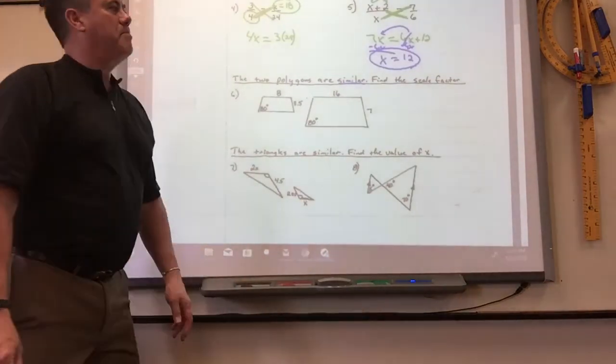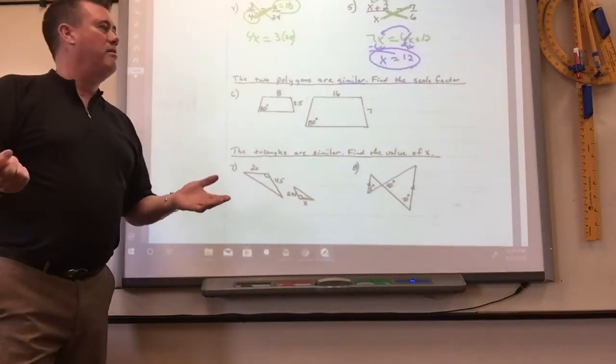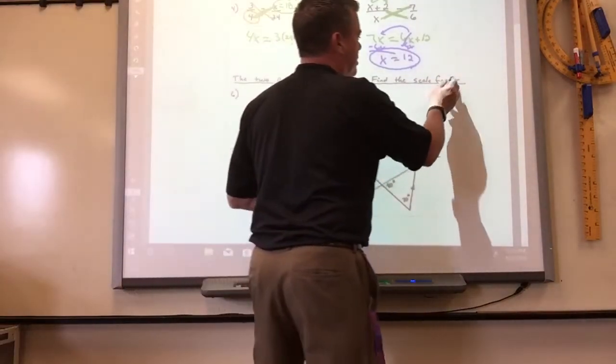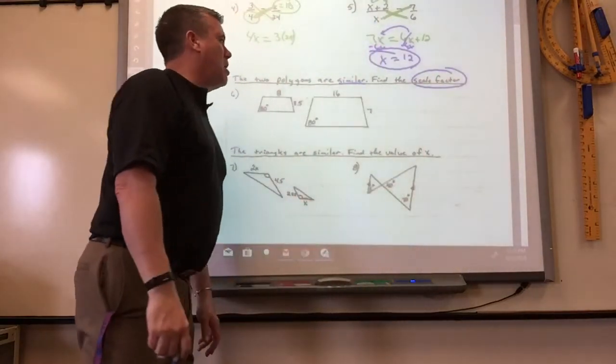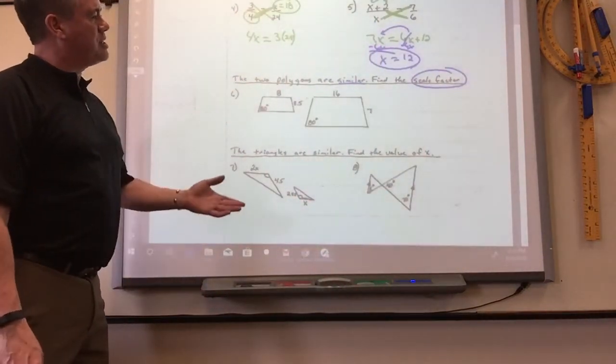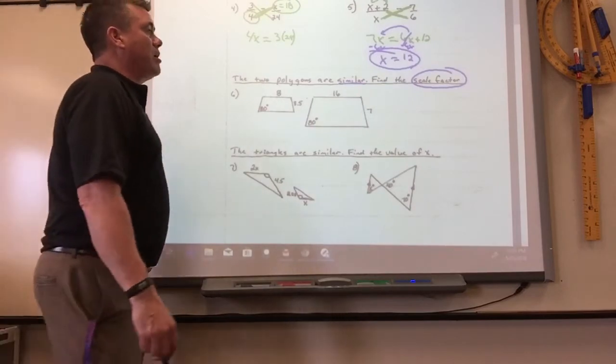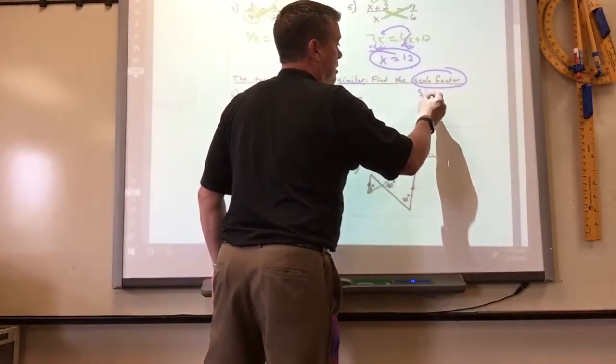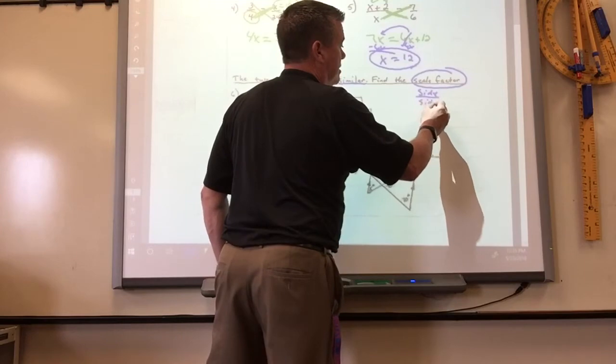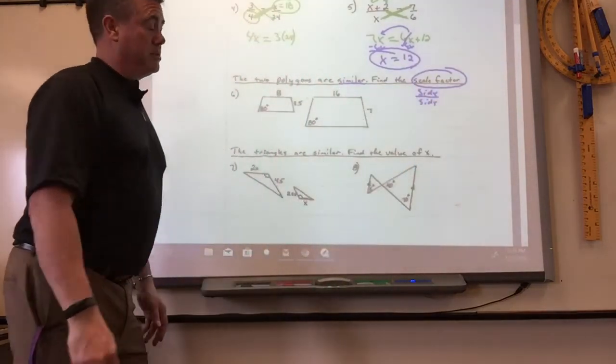Okay, similar means they've been shrunk down or made bigger. The scale factor is just how much smaller or bigger they've been made. Now, it doesn't tell you what order to do it in, but the scale factor is a side over a side, or a corresponding side over a corresponding side.